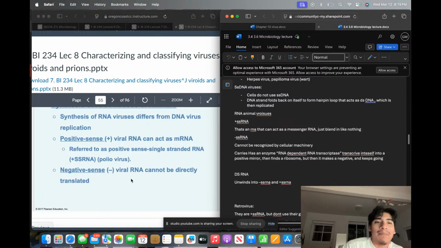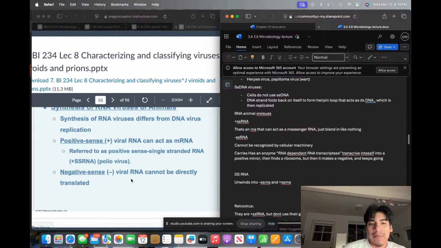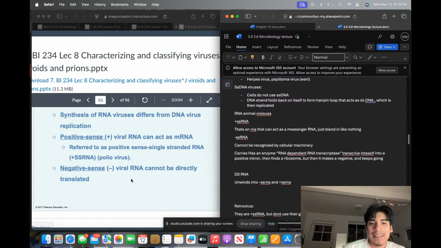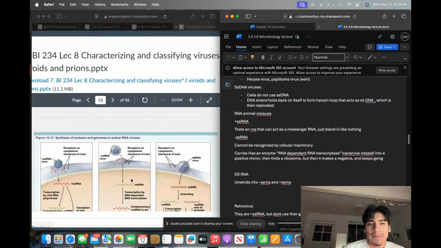So this is where that little plus comes in for single-stranded RNA. Then there's also negative, which is viral RNA that cannot be translated as mRNA. That's just the difference. Plus means that it can act as mRNA immediately, and negative means that it cannot, but it will, just not immediately. Negative-sense single-stranded RNA viruses have to have a couple other steps that we're going to go over.